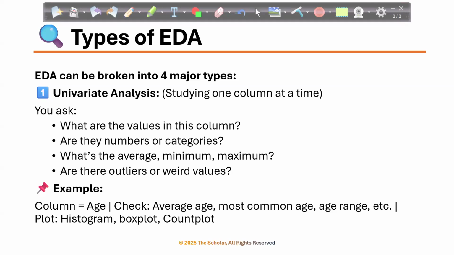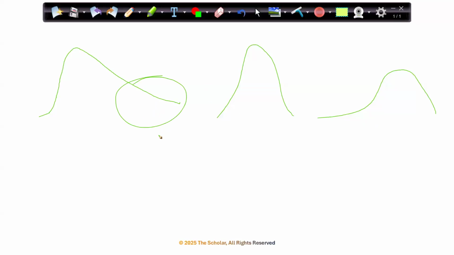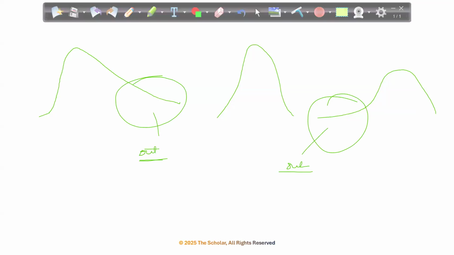Are there any outliers or weird values, right? If you remember, in the mean, median, mode class, we saw the bell curves, and at that time I introduced that concept. So this was the curve, this was the curve, and this was the curve, right? This was right skewed, where the outliers are on the right side. This was left skewed, where the outliers are on the left side. The values which are rare in number, right? So that is my outliers.